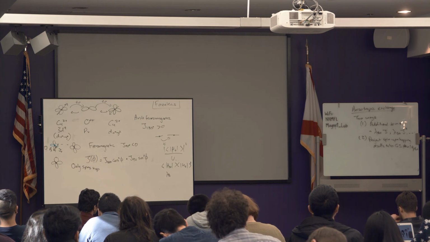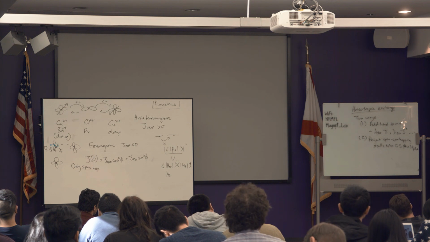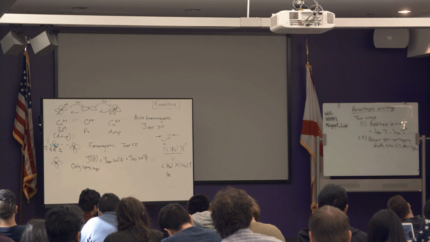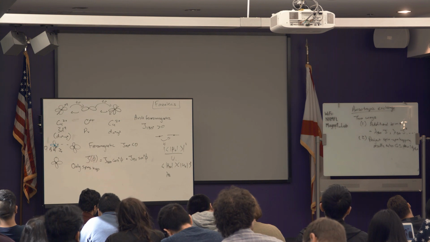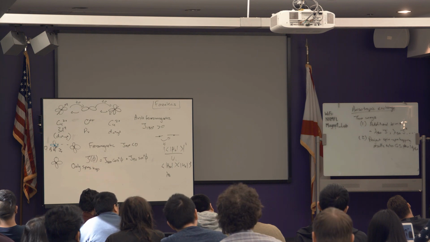So this is going to be what's called Dzyaloshinskii-Moriya. D here is a vector that's going to depend on your bonds.